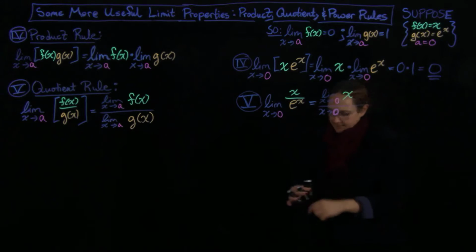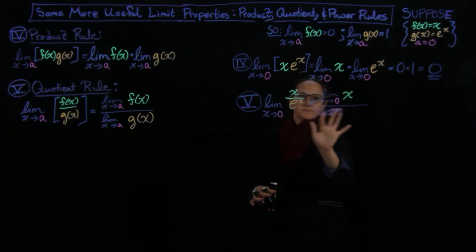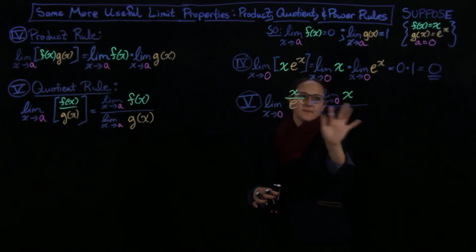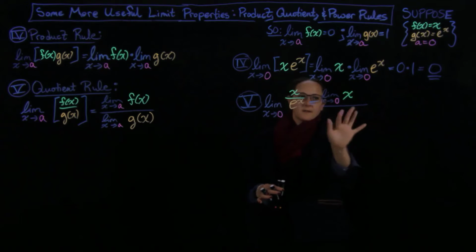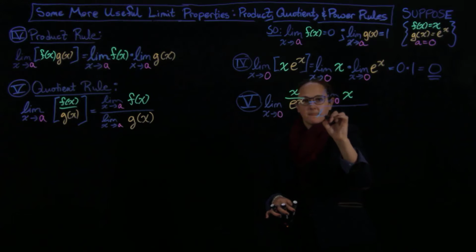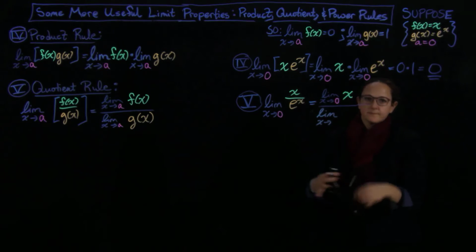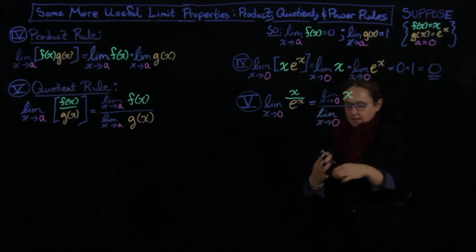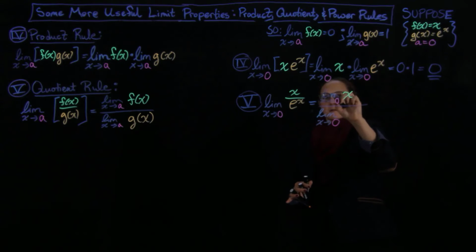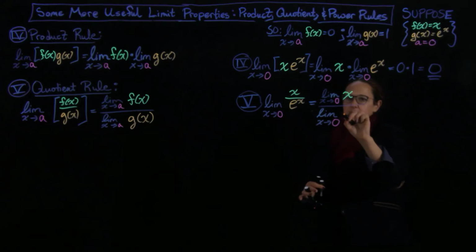Oops, that's a little funny how I wrote that. I forgot my limit sign. So we get the limit as x approaches 0. That makes it a little clearer to see. Then on the bottom we have e to the x.